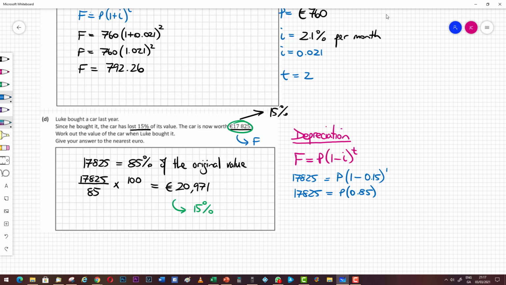And so then we'll divide both sides by 0.85 to give us P is equal to 17,825 divided by 0.85, and we get the exact same number, 20,971. So even though that's something that's not in the course anymore, it's interesting to look at this formula and see how it relates to us doing the question manually like this. Okay, so that's question 2. Quite a long question, and tricky enough in parts as well.